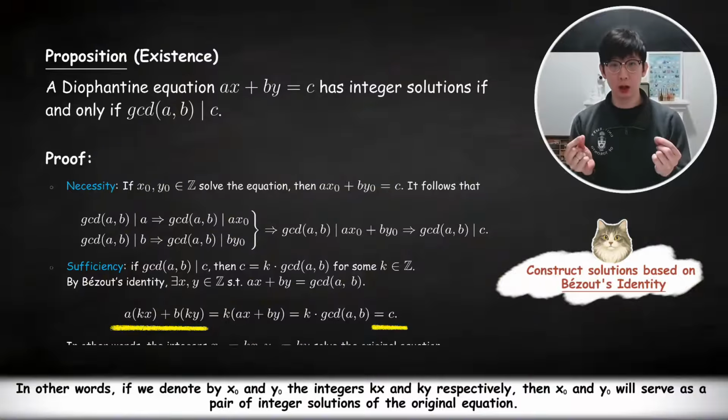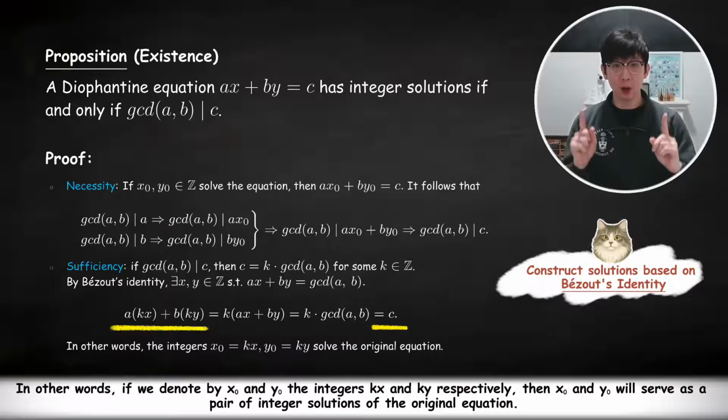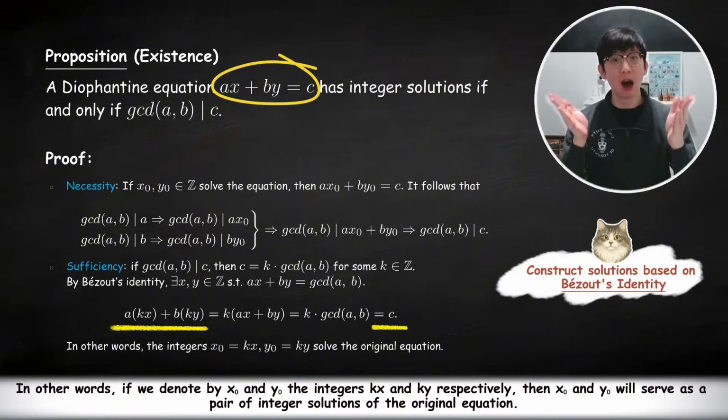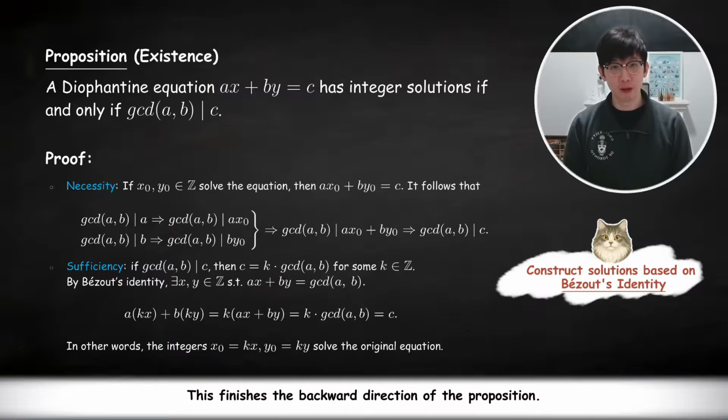In other words, if we denote by x naught and y naught the integers kx and ky respectively, then x naught and y naught will serve as a pair of integer solutions of the original equation. This finishes the backward direction of the proposition.